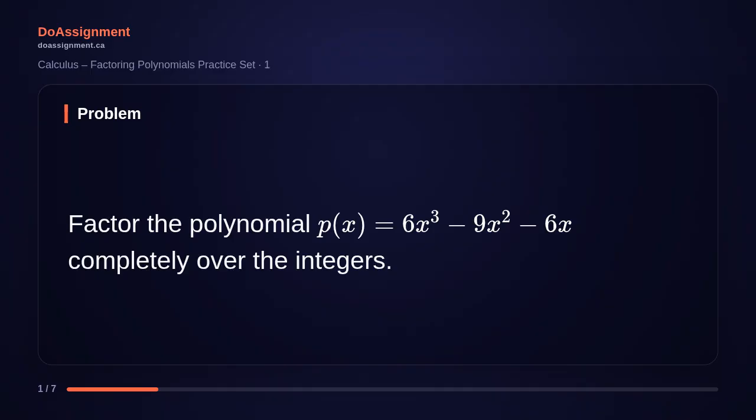Factor the polynomial p of x equals 6x cubed minus 9x squared minus 6x completely over the integers. Now let's work through the solution step by step.